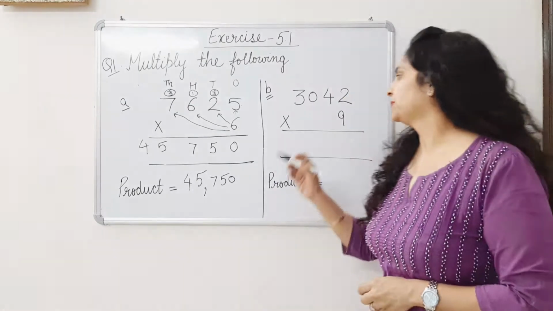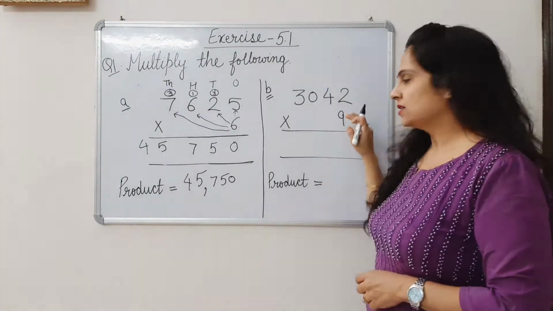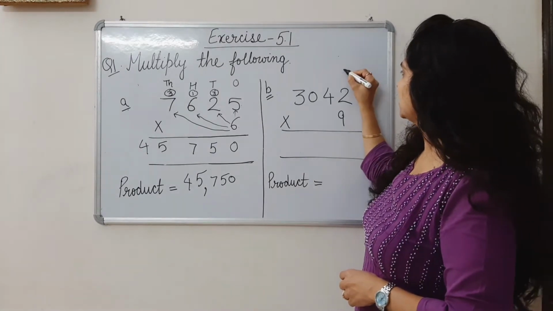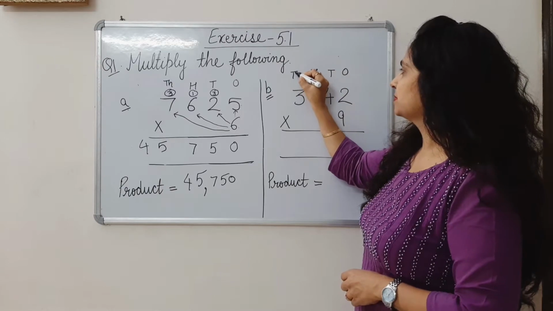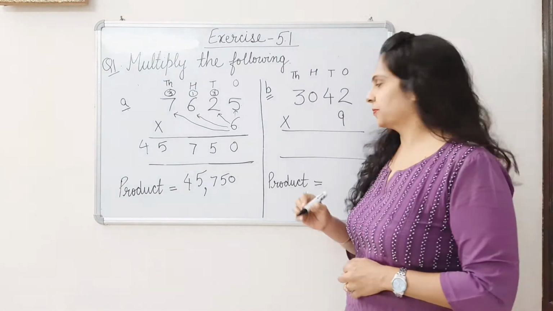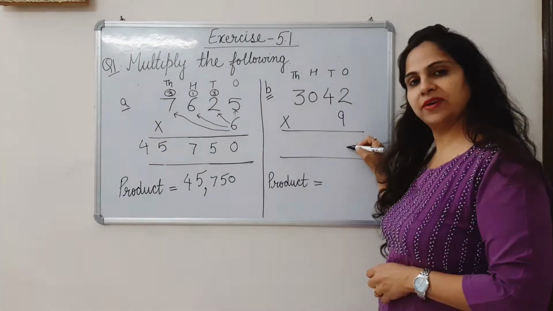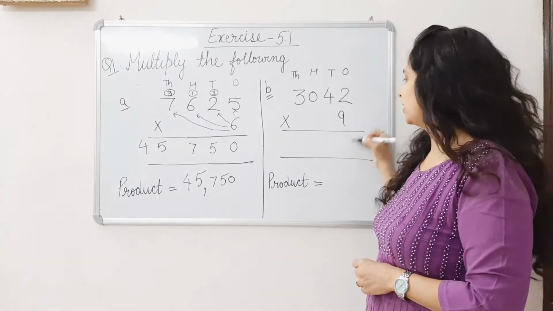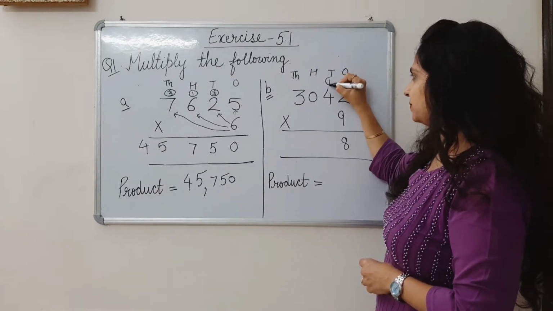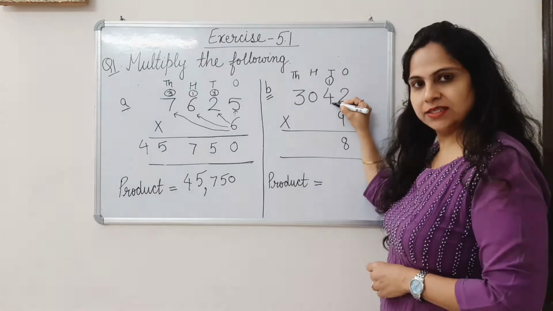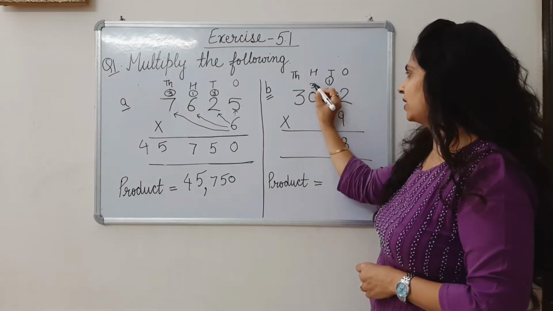Now let's do B part. B part is 3042 multiplied by 9. Again we will write places above the multiplicand. Now we will start multiplying. This is called the multiplicand, the multiplier, and we have to find the product. Okay. Now 9 2s are 18. 1 carry. 9 4s are 36. 36 plus 1, 37. 3 carry.